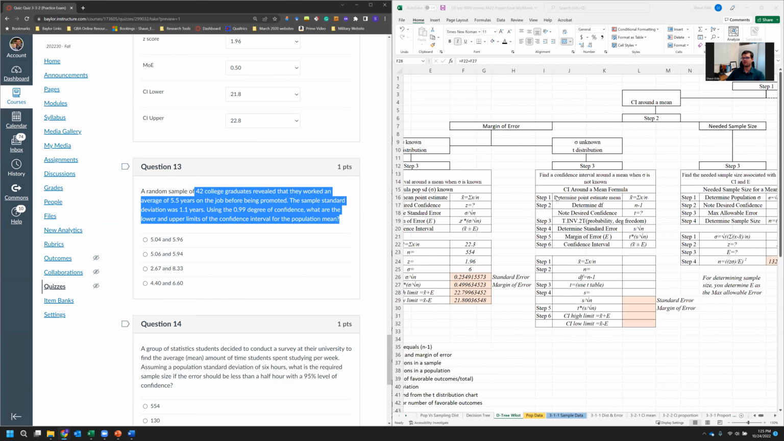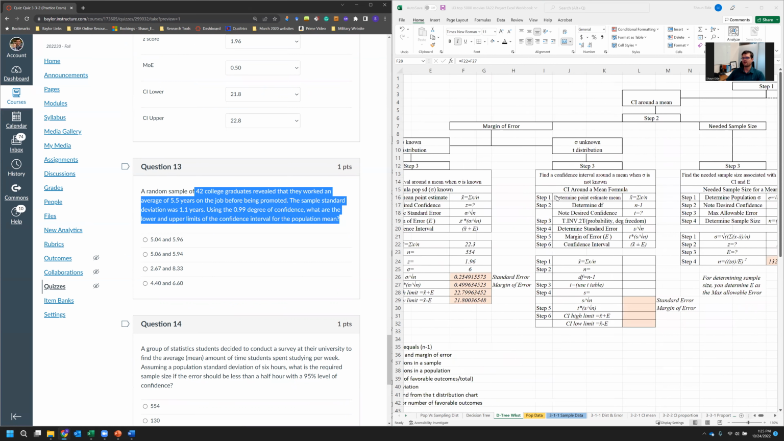So once again, step one, confidence interval around a mean or around a proportion? It's around a mean. Am I looking for the needed sample size or the margin of error? I'm looking for the confidence interval or the margin of error. And then do I know the population standard deviation or is it unknown? The answer is it's not known. So all that I have is the sample standard deviation.